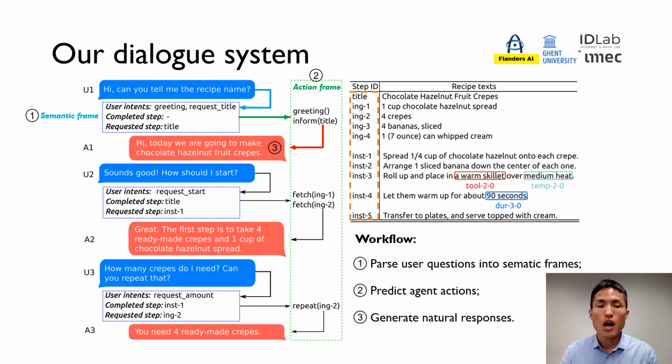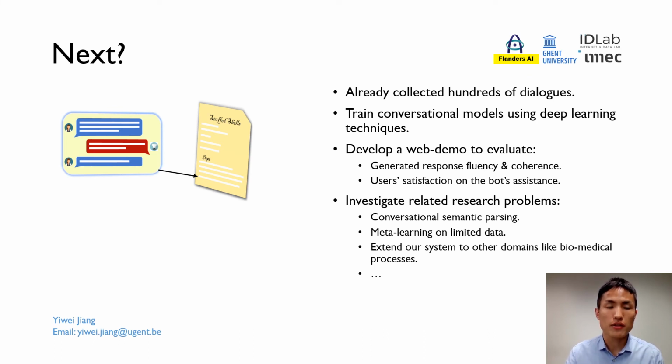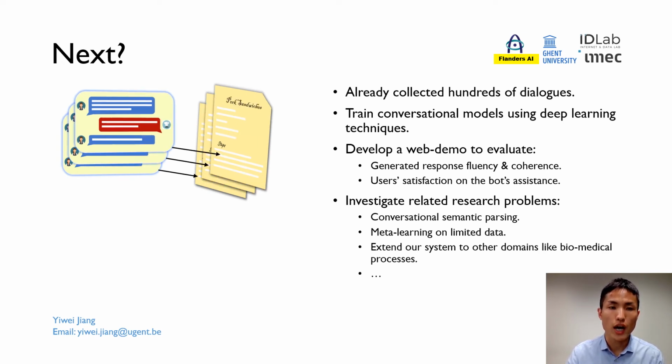And finally, the model will use this action frame to generate natural replies to the user's question. So to wrap it up, our system is composed of 3 steps that make sure our dialogue system can interpret the user's intent precisely and generate meaningful replies. So what about next? Well, in the previous slide, I have shown you one cooking dialogue. And in the last year, we have collected hundreds of these dialogues based on different recipes. We compiled these conversations and documents into a new dialogue dataset that will be released in our new publications.